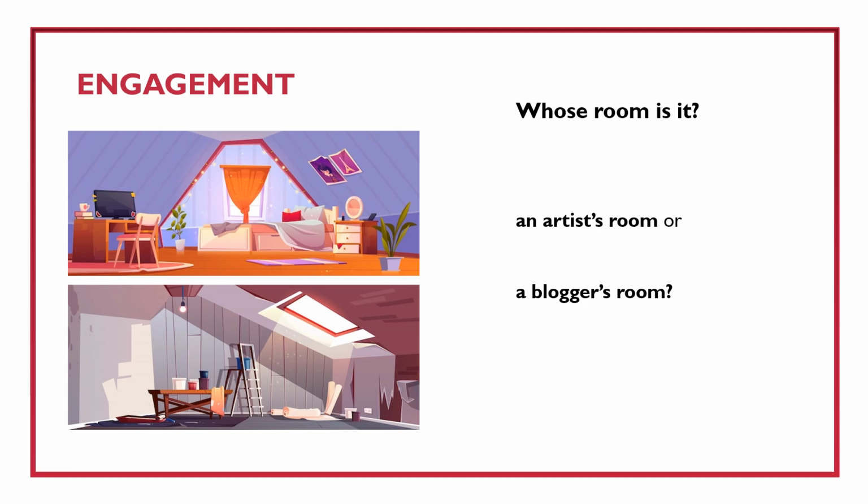Now, what about the second photo? Now you know that it's an artist's room, but how can we tell? How can we make a guess? Exactly. We can see some sheets of paper on the floor. We can see some buckets of paint on the table. We can see a ladder. So, yeah, this can also tell us that maybe we have an artist in this room.